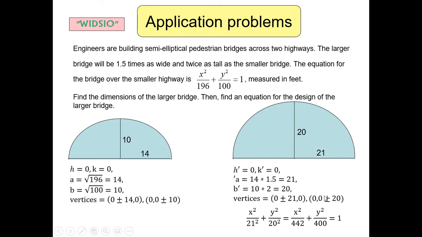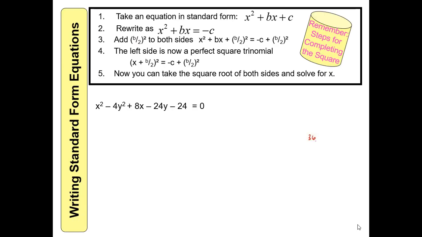Okay, we'll continue on. I realize there's a lot of notes here, but I do want to get through this. All right, writing standard form equations. Okay. Remember how to complete the square. We're going to add b over 2 squared to both sides to complete the square for something like this. Okay, so let's take a look at what we have here.